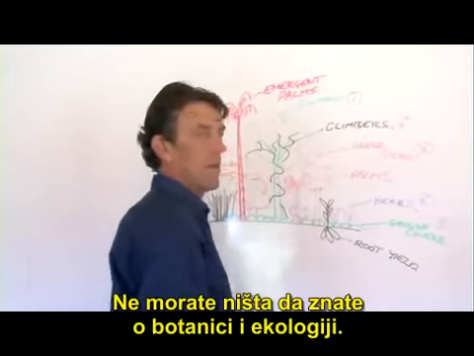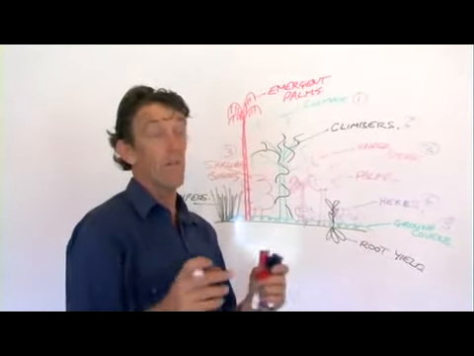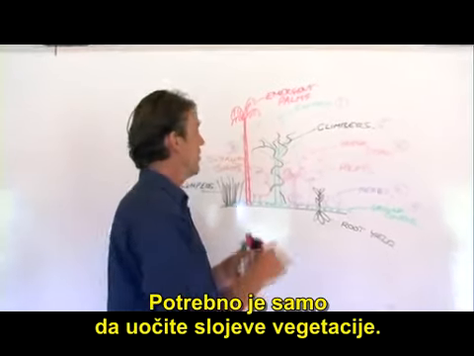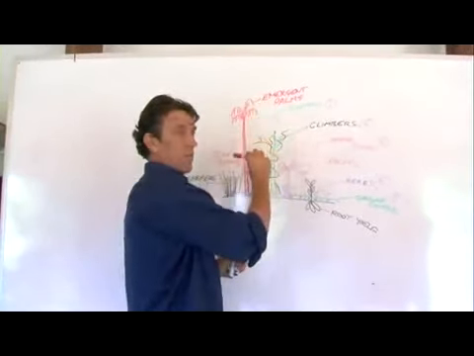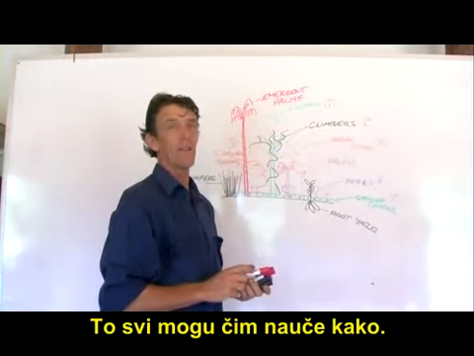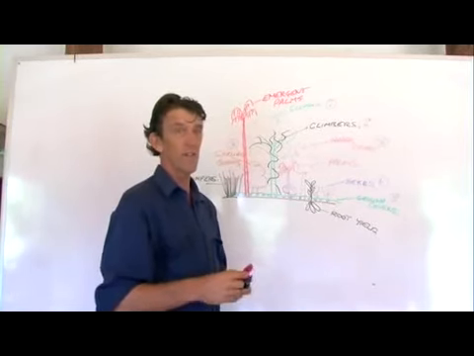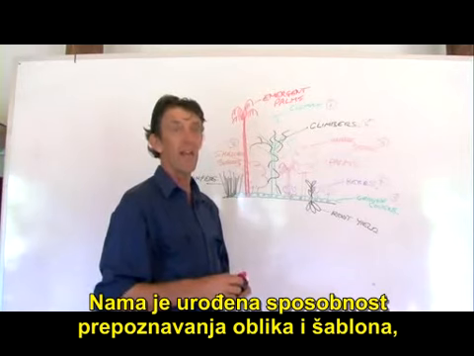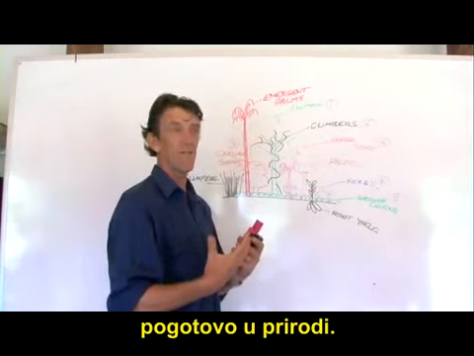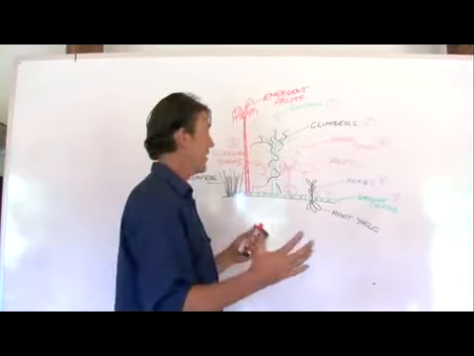You don't need to know anything about botany. You don't really need to know anything about ecology. You just need to be able to observe layers with your pattern eye. And everybody has a pattern eye. You just need to be told to use it and discover it. It's an inherent function that we have to be able to recognize form and pattern and shapes, particularly in nature, because we love those patterns.